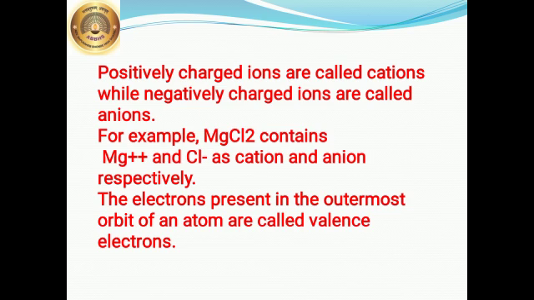Now, let us see what are cations and anions. Positively charged ions are called cations, that is Na plus, and chlorine, negatively charged, Cl minus, is called an anion. For example, MgCl2 contains Mg2 plus and Cl minus as cation and anion respectively. The electrons present in the outermost orbit of an atom are called valence electrons.